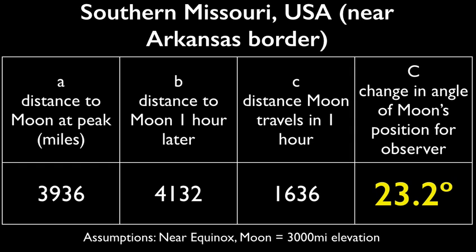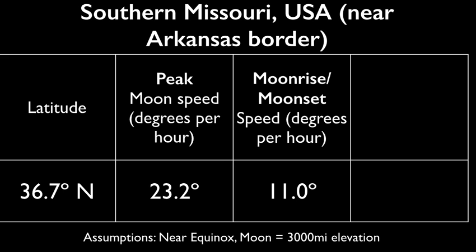This means that when the moon is above the equator, an observer in Missouri will see the moon move at an angular speed of 23.2 degrees per hour near its peak. We can repeat the procedure using distances to the moon at the horizon, and we find the speed to be 11 degrees per hour at moonset.